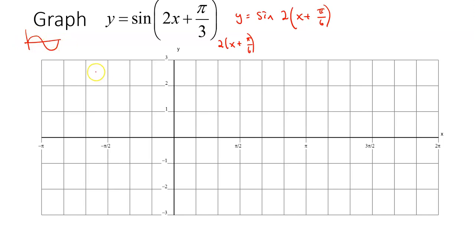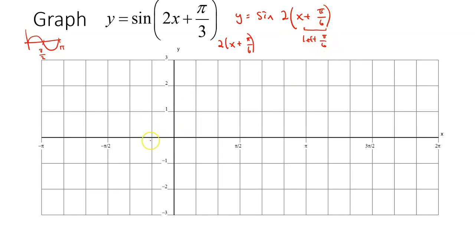That 2 in front is going to change it so I can fit 2 sine curves from 0 to 2 pi. So instead of it going from 0 to 2 pi, it's actually going to go from 0 to pi. And that's pi over 2, and so forth. Before I do that, I'm going to shift it to the left pi over 6. So that plus pi over 6 means I'm going to shift it to the left pi over 6.